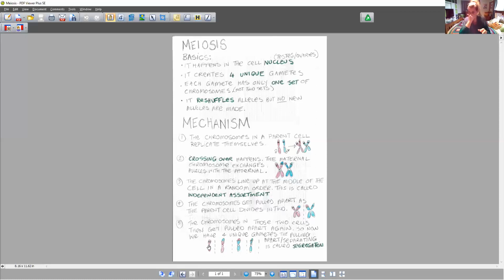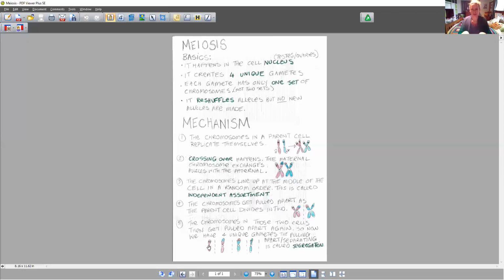So let's recap. Meiosis happens in the nucleus of the testes and ovaries. It creates 4 genetically unique gametes, so they're all different from each other. Each gamete has only 1 set of chromosomes. And the chromosomes have reshuffled, so they're all in different combinations than they were in the original person.